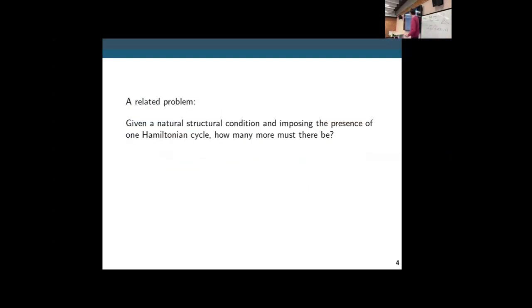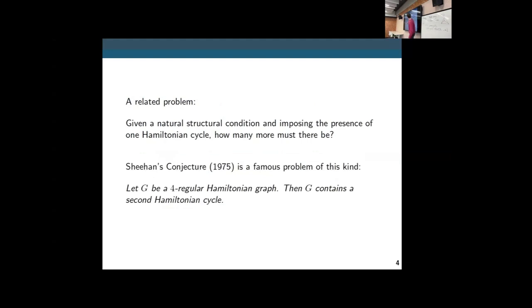There's a related problem here. Given a natural structure condition imposing the presence of one Hamiltonian cycle, how many more must there be? So this is Sheehan in '75. This is one of the most famous incarnations of this particular problem. So you have a 4-regular graph, so every vertex has degree 4, and you impose the presence of one Hamiltonian cycle. Must there be a second one? Very difficult problem.